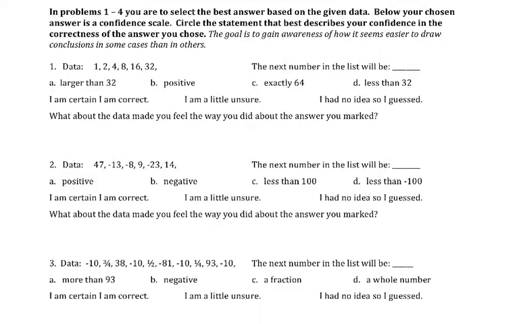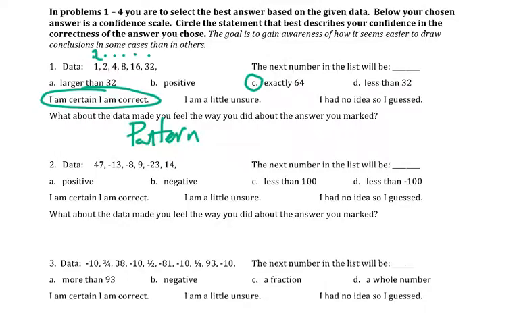Okay. So we have 1, 2, 4, 8, 16, 32. The next number will be, we should see a pattern here, right? That it should be exactly 64. And because we're timesing by 2 each time, you should be able to be very confident about that one. Okay? Why? There was a pattern.